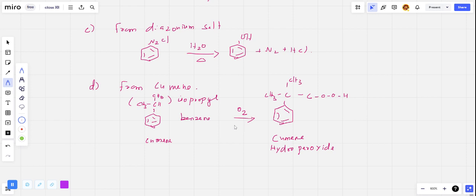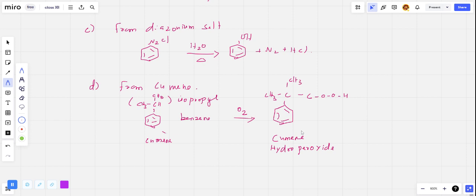Instead, if you give all the explanation without writing this equation properly, you won't get full marks. The mark is for this equation, with everything in it. All the conditions and the names should be there. So writing the name under the compound is very important.